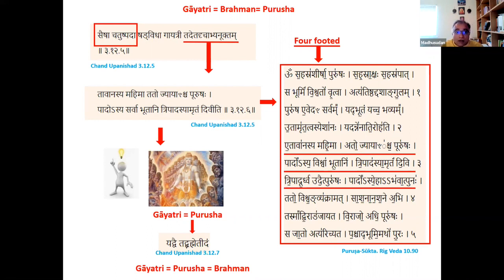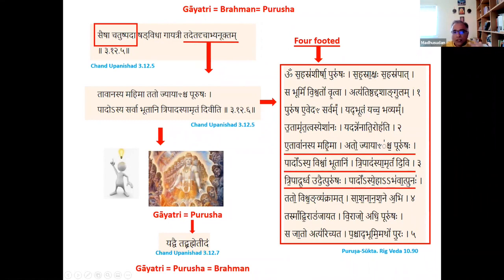Which Rik is that? Tavanasya Mahima Tato Jayamscha Purushaha Pado Asya Sarva Bhutani Tripadasya Amrutam Divi Iti. That is what the Chandogya Upanishad is saying. Look, there is a rik in Rig Veda, which is actually describing this Gayatri as Chatushpada. What is that Rik? That Rik is our Purusha Shukta. What did it say? Etavanasya mahima ato jayam purusha ado asya vishwabhutani tripadasya amrutam divi. Tripad urdva udait purushaha pado asya iha abhavat punaha.